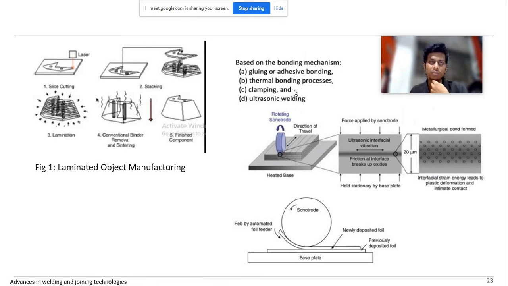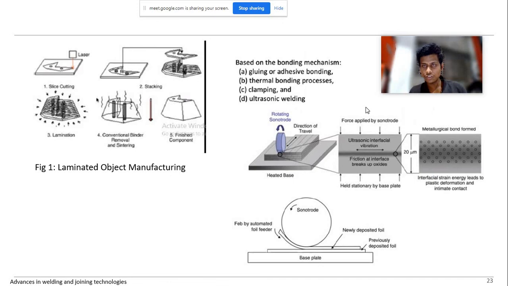And thermal bonding means, as we know from diffusion bonding, we need to apply the pressure and maintain the load at that temperature. That is the thermal bonding process. And if you don't use adhesive bonding or thermal bonding, you can directly clamp it. If our application permits it, then we can use clamping as a bonding mechanism also.